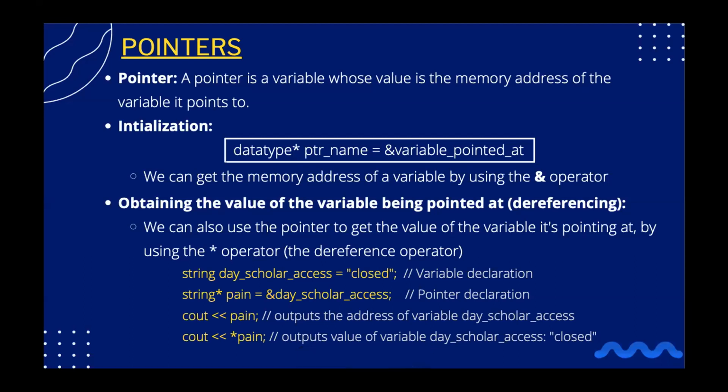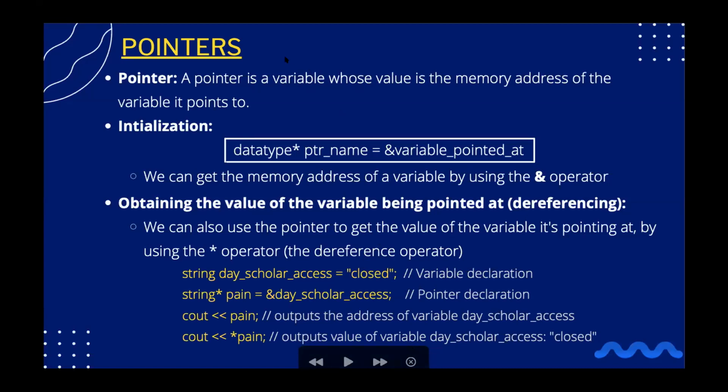Now these are two different scenarios where we're using the asterisk. Once it's used for initialization, this syntax always stays the same. But whenever you want the value of the variable you're pointing towards, you're going to use the asterisk and then write the pointer name after it. So in our case, we had the pointer pane, and when we put a star symbol to the left of it, we are going to get the value of the variable day scholar access, which is again closed, as you can see from the first line.